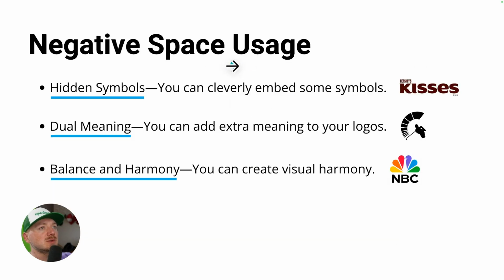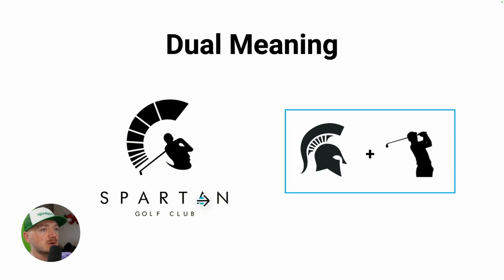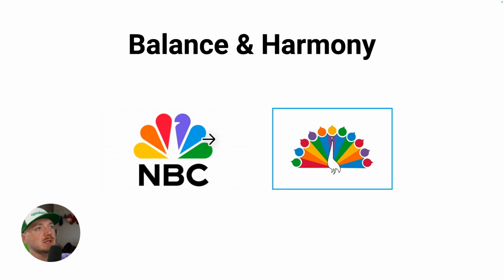So let's talk about the usage of negative space in logo design. You can cleverly embed some symbols, you can add some extra meaning to your logos, or you can just create visual harmony. So for example, in Kisses logo, if you look at the shape of this chocolate, it's actually cleverly hidden right here between the K and the I. And in this Spartan golf club logo, we have a face of a Spartan and we have a golf player right here. So you can create dual meaning, and you can also use it for balance and harmony.